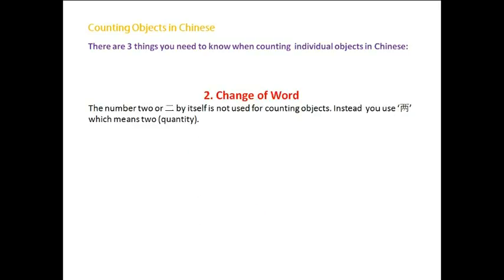The second thing you need to know is the change of word. The number 2, er, by itself is not used for counting objects. Instead, you use the word liang, which means 2, quantity-wise. Liang, the third tone.